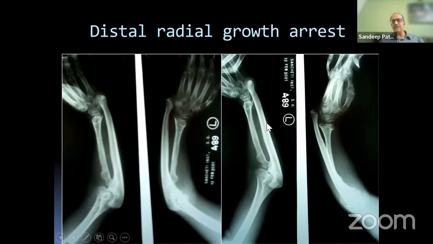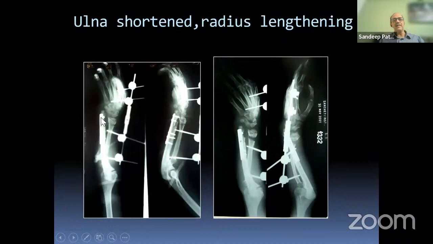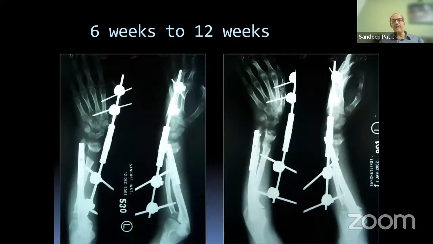What we did was ulna shortening. I resected about 1.5 centimeters of the ulna, shortened the ulna, and then I did a monolateral fixator and I lengthened the radius. So you can see over a period of time, the gap increasing here, ulna acute shortening and radius distraction osteogenesis. And then this is the healing. And I brought the radius to the level of the ulna. So I did a compromise, a little bit on this side, a little bit on that side.